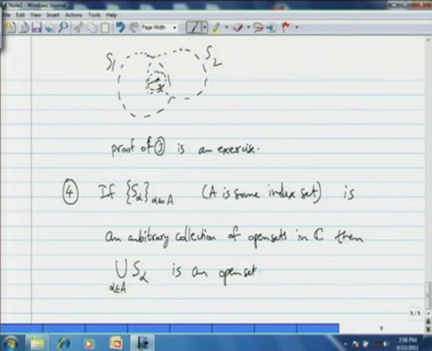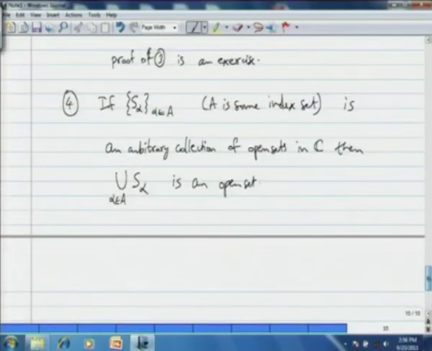So, now the index set need not be a finite set or even countable. So, you can take an arbitrary collection of open sets and its union will be an open set. So, I will present a proof of this fact.